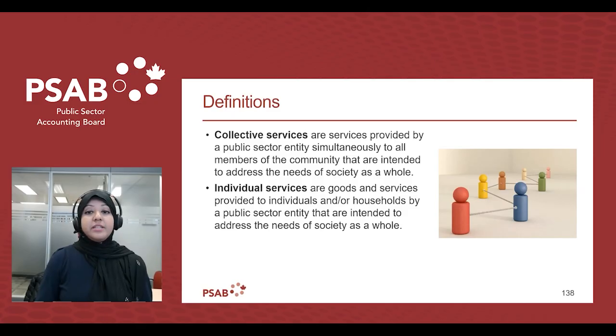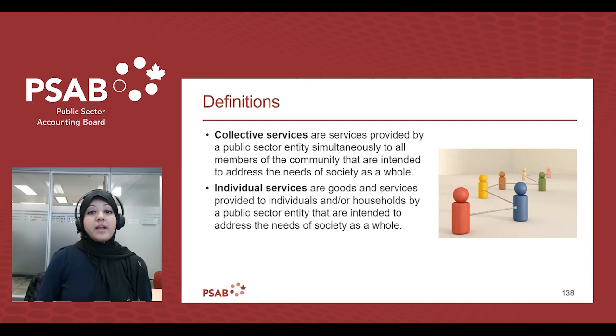The provision of an individual service to one individual may reduce the amount available to other individuals or may delay the receipt of those services by some individuals. Consumption of individual services requires the explicit agreement or active participation of those benefiting from the services.